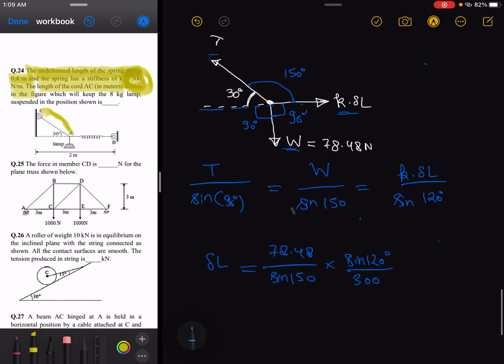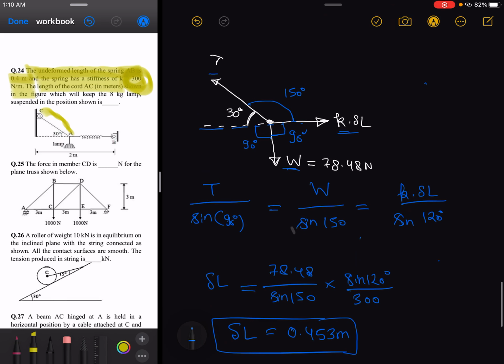Okay, so if you solve this, you can get the value of delta L, meaning the elongation produced in the spring. You can calculate it very easily. If you solve this in the calculator, as I am also solving, it will be about 0.453 meters. So this is the elongation produced in the spring, 0.453 meter.